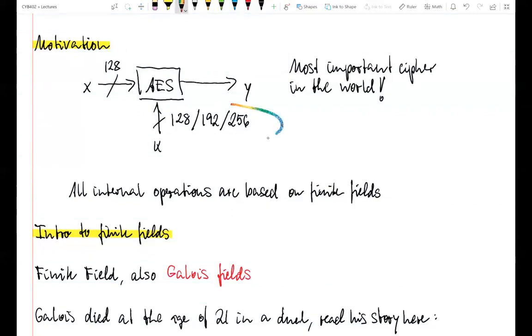And we may choose from a number of key lengths, 3 key lengths. For our purposes, we are not going to look into the other key lengths, only 128. The interesting thing about AES is that the internal operations are all based on finite fields. Okay, that's the reason why we have that little bit of an excursion into finite fields.